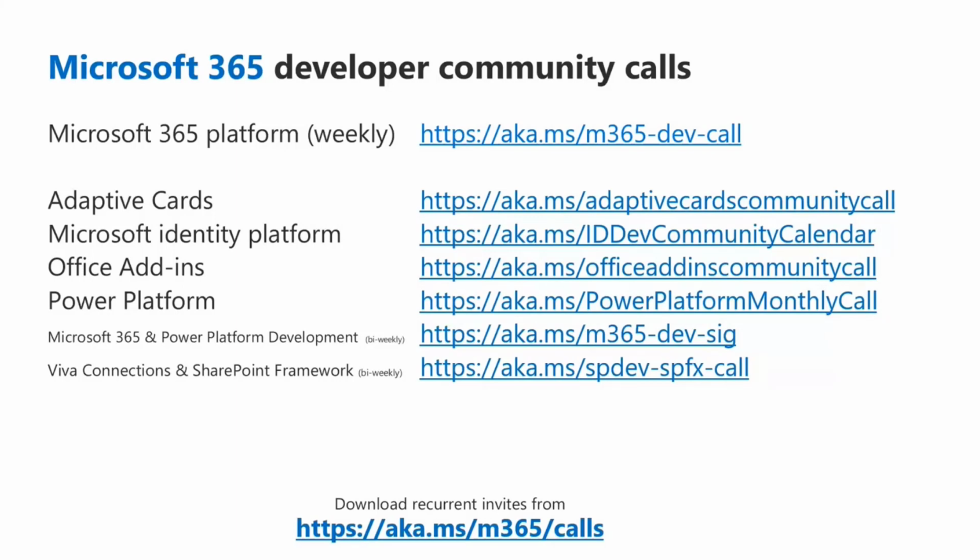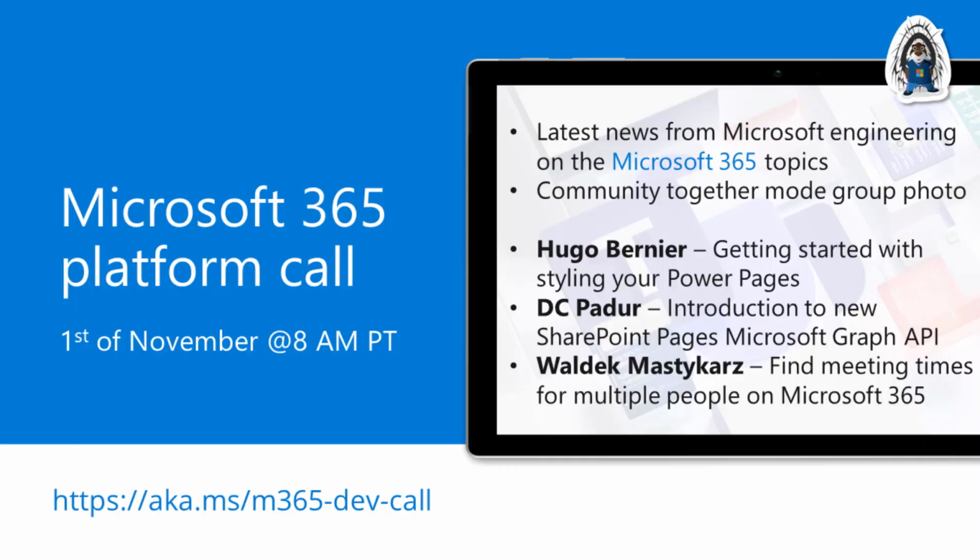Now, we've also got another collection of community calls: adaptive cards, Microsoft Identity Platform, Office add-ins. There is a monthly Power Platform call, and then there are these two bi-weekly sibling calls. The one you're on now, Microsoft 365 and Power Platform Development, and Viva Connections SharePoint Framework. These are bi-weekly on Thursday at the same time, so you can have a weekly goodness of Microsoft information. You can access all of these at aka.ms/m365/calls. Download the invites. They're all recorded, so you can watch them on demand as well if you're not available to join. So definitely don't hesitate to get involved in joining more of these calls.